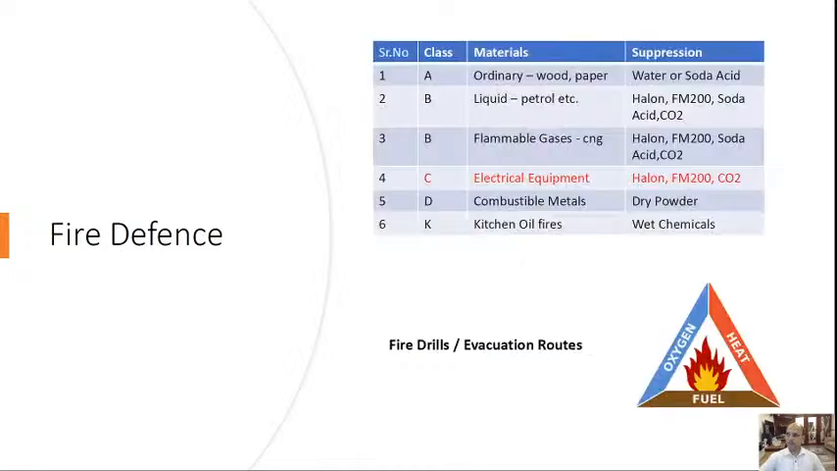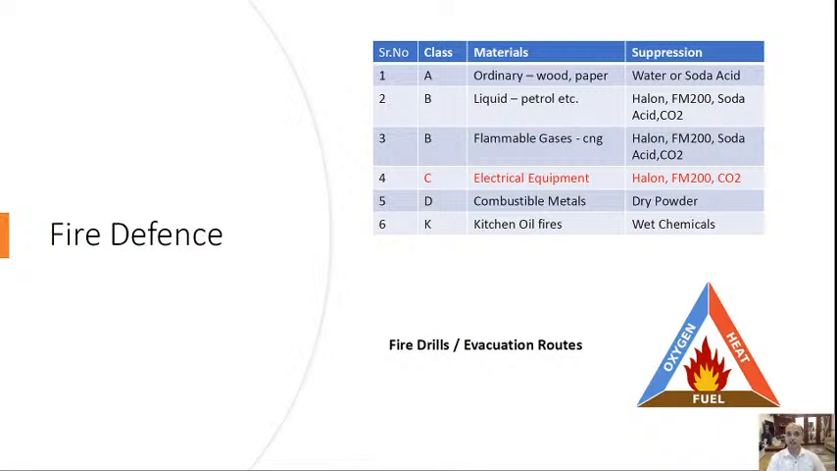With this, friends, there's one more important slide which I want to show you. Fire drills and evacuation routes are very important in terms of fire defense. We should remember this. For any type of fire, 3 things are there: oxygen, heat, we can say ambient temperature, and fuel. If we remove any one of these, then automatically the fire will die off, right?